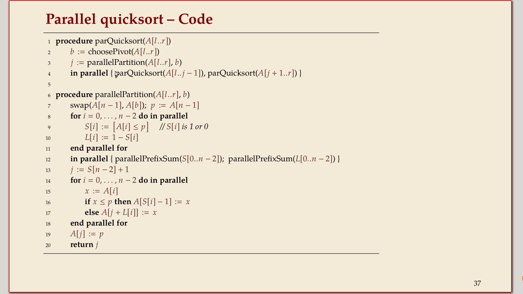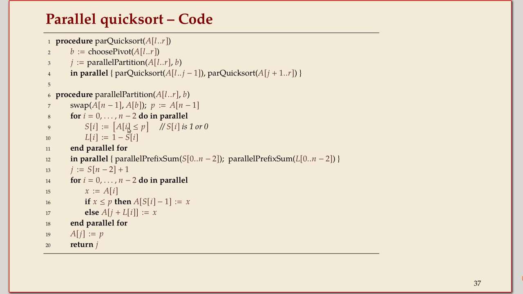Again, we take the most abstract point of view. Please, operating system, do your magic and execute it in the best way possible. The parallel partitioning is the more interesting part. We make sure that the pivot is the last element. And then in parallel, we compute these bit vectors S and L. That's the first stage.